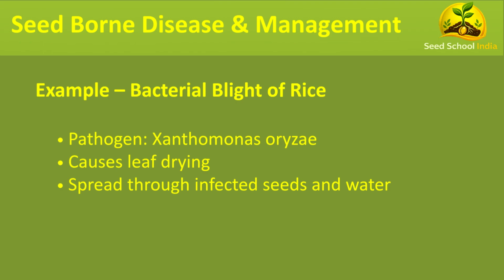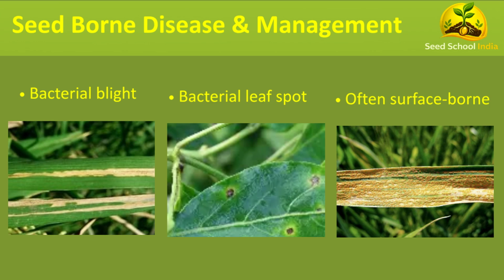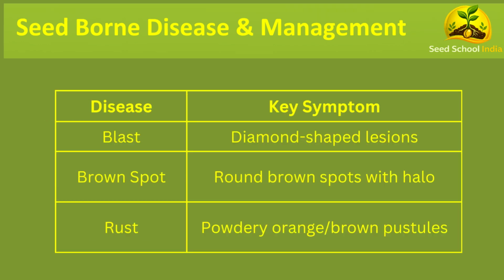Bacterial blight of rice, caused by Xanthomonas oryzae, is a major disease affecting rice crops. It causes yellowing and drying of leaves, starting from the tip. The bacteria can survive on seeds and spread through irrigation water, making it difficult to control once established.